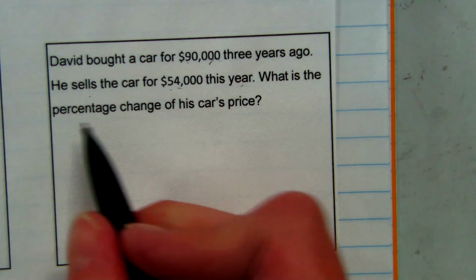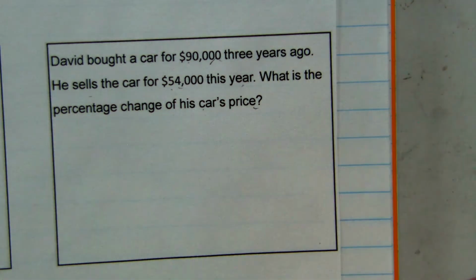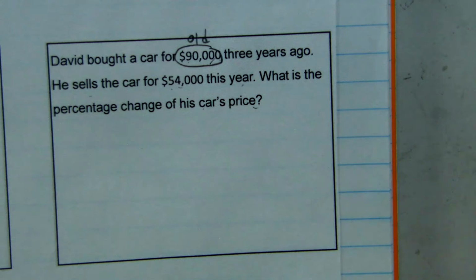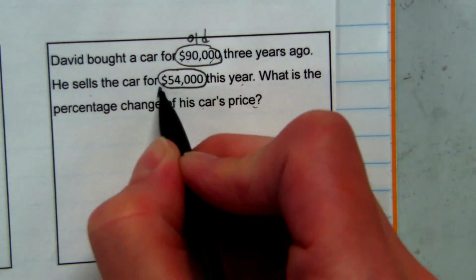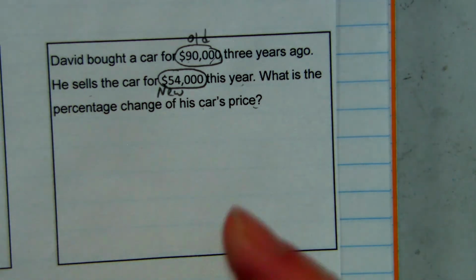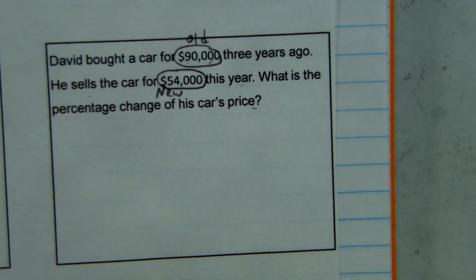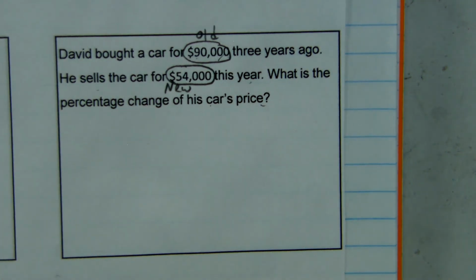So what is the percentage change of his car's price? So what was the old value? $90,000. That's what he paid for it. And then the new value, because the value goes down with used cars, usually, this would be the new car. And then sometimes if they become antiques, they get more value, but it just kind of depends. It's a little iffy. For new cars, after 3 years, you're going to lose about that much value. It's just how it works.